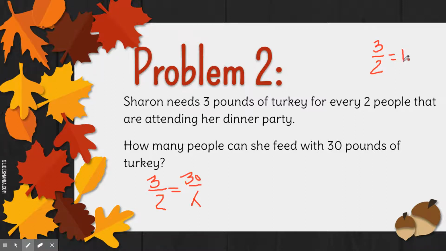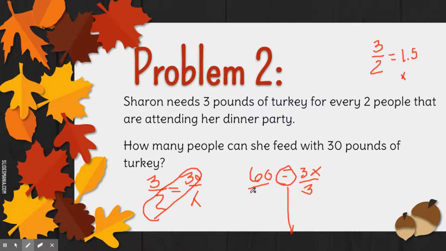I know 3 divided by 2 is 1.5. And then I could divide 30 by 1.5, because we have the 30 here. So either one would work. I'm going to cross multiply now. 2 times 30 is 60, equals 3x. I'm going to divide by 3 on each side. 60 divided by 3 is 20, so I can feed 20 people with 30 pounds of turkey.